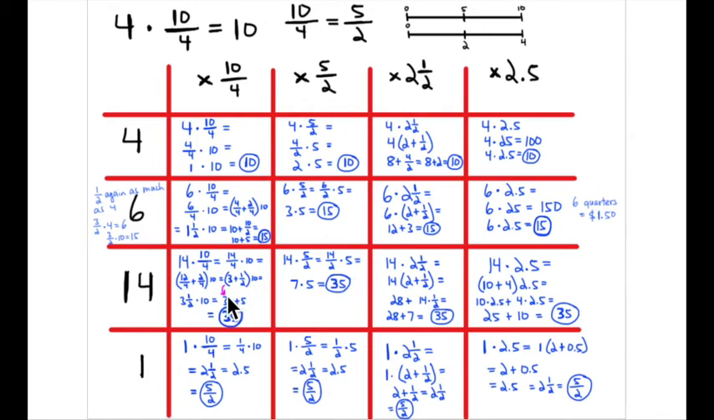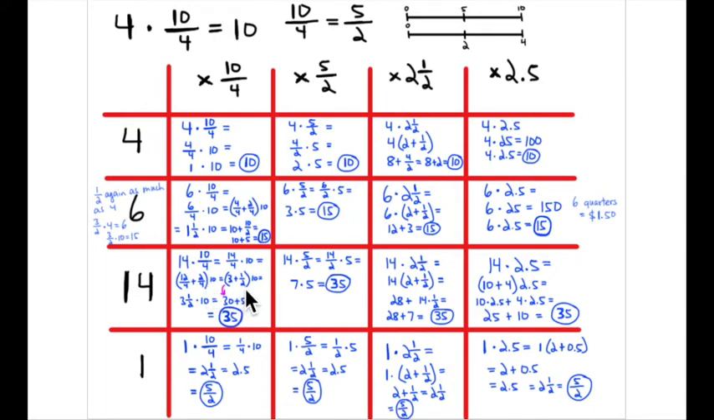All right, 14. 14 times 10 fourths gets a little bit harder. So divide the 14 by 4 first. And so 14 fourths is the same as 12 fourths, and you know what that is, plus 2 fourths. And you have to multiply both of those by that 10 right there. So 12 fourths is the same as 3. 12 divided by 4 is 3.